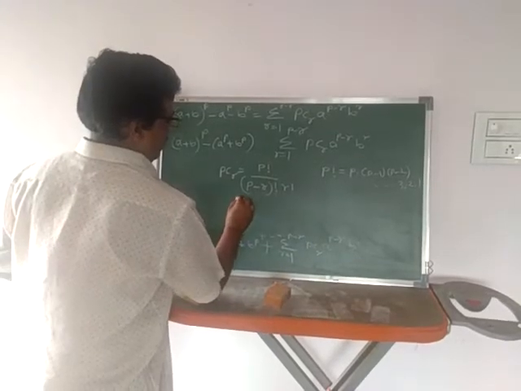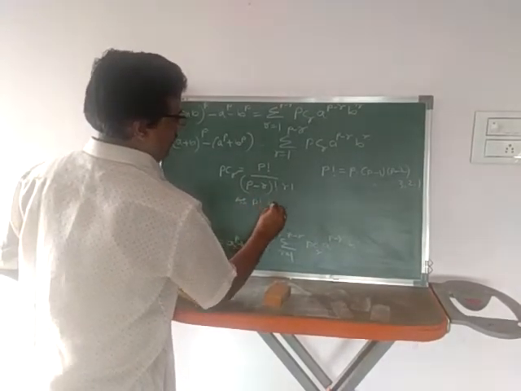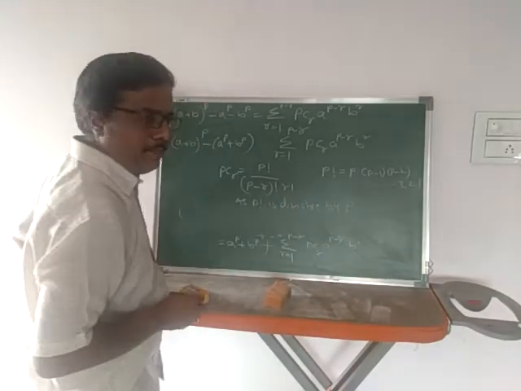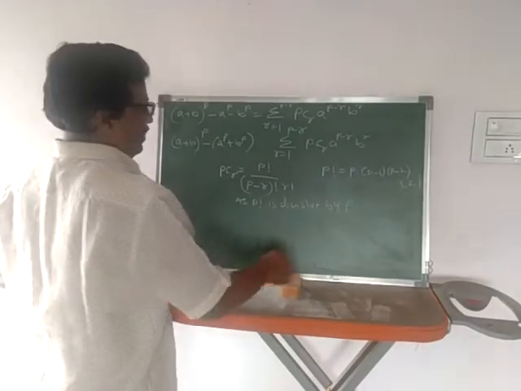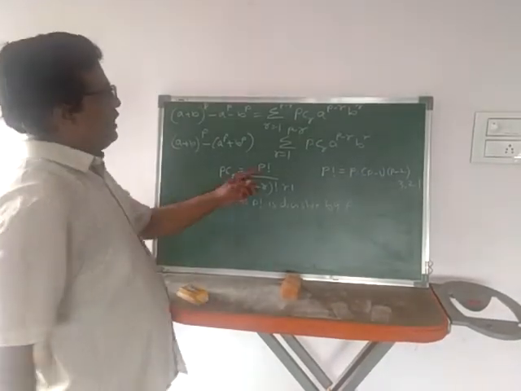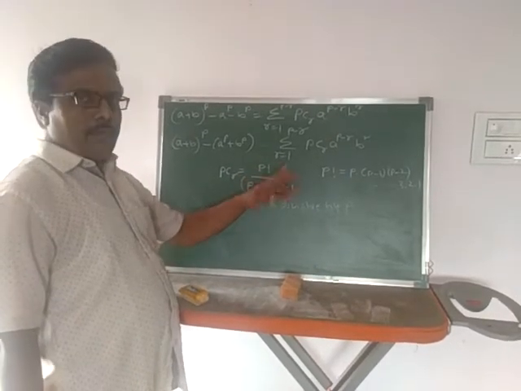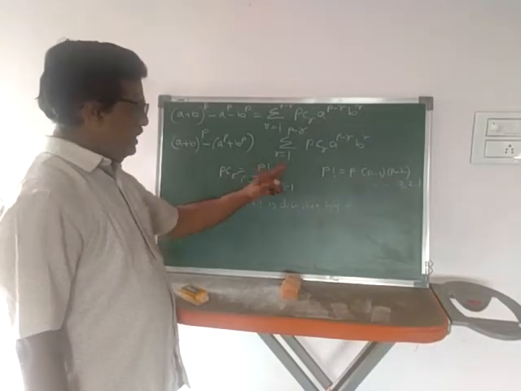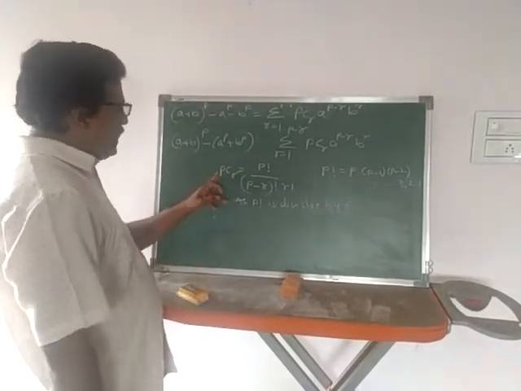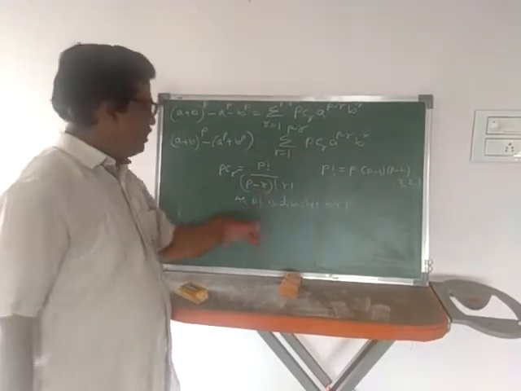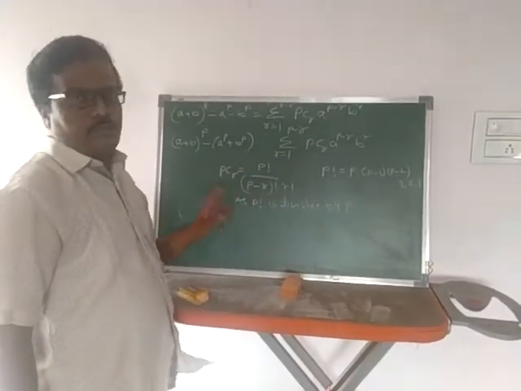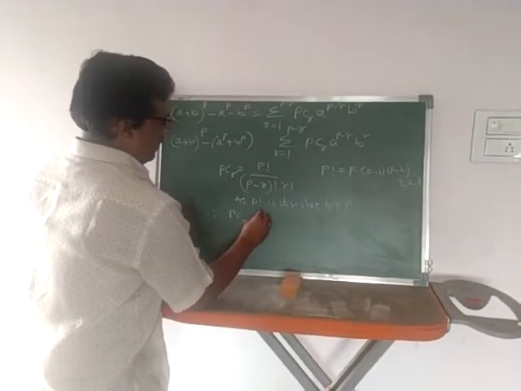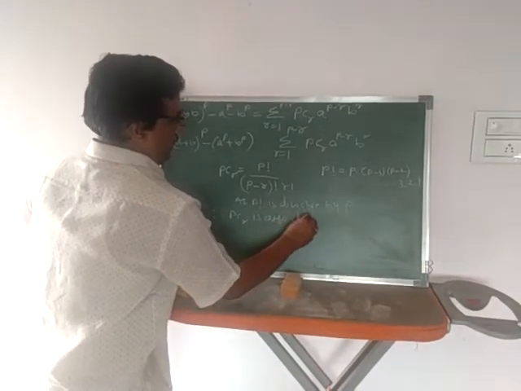So as p factorial is divisible by p, therefore when this p factorial is divisible by p, then this whole term is also divisible by p. So when this whole term is divisible by p, then pCr is automatically divisible by p, because this pCr is equal to this term. So therefore pCr is also divisible by p.